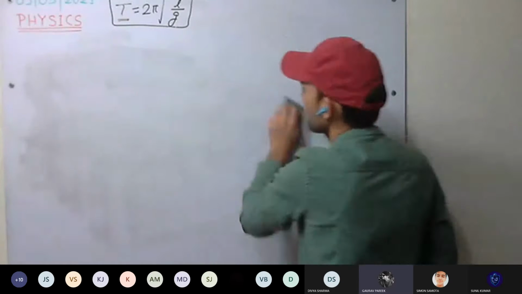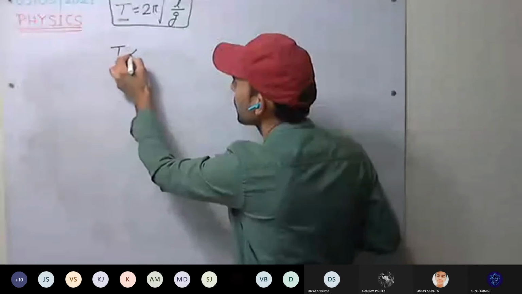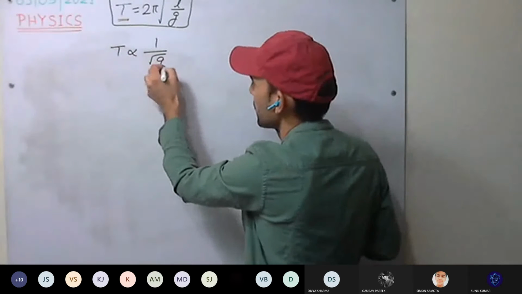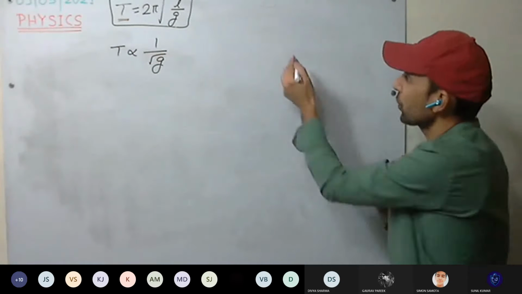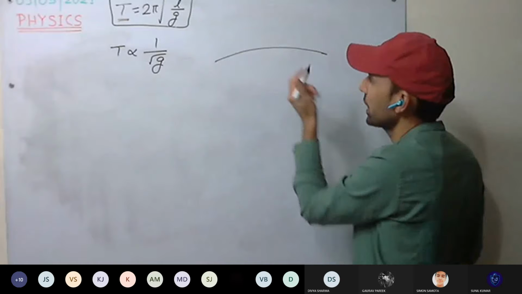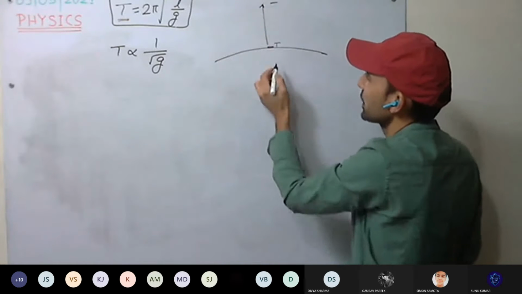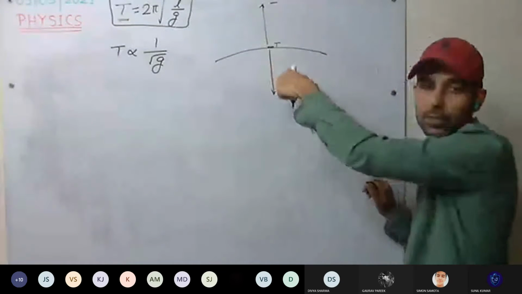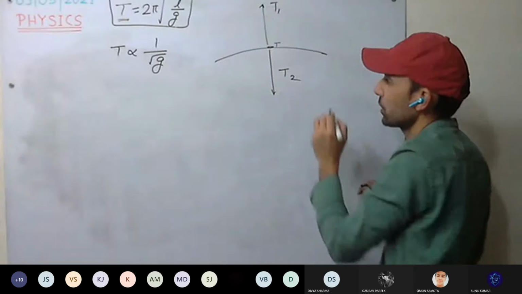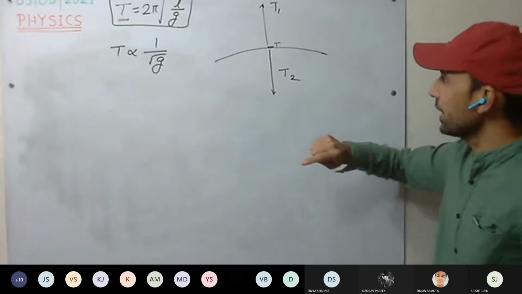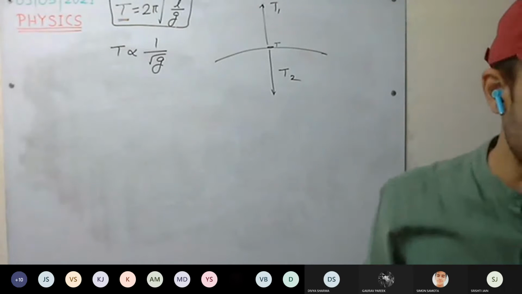Inversely. It is inversely. So this time, T is proportional to 1 upon root g. For example, this is the surface of the earth. Here we measure the time period. Now we go up in the sky, we measure the time period. We go deep inside the earth, we measure the time period. This is our T1, this is our T2. What we see is how T1 and T2 vary, that we have to see.